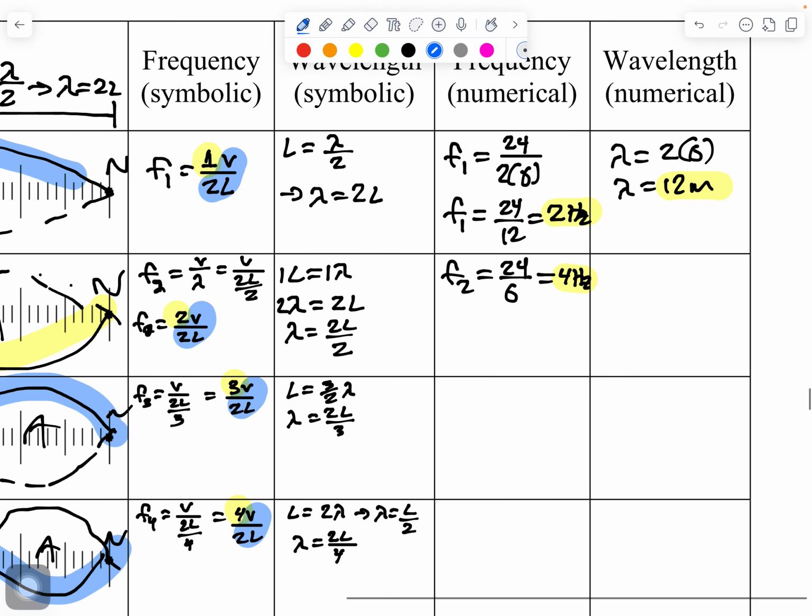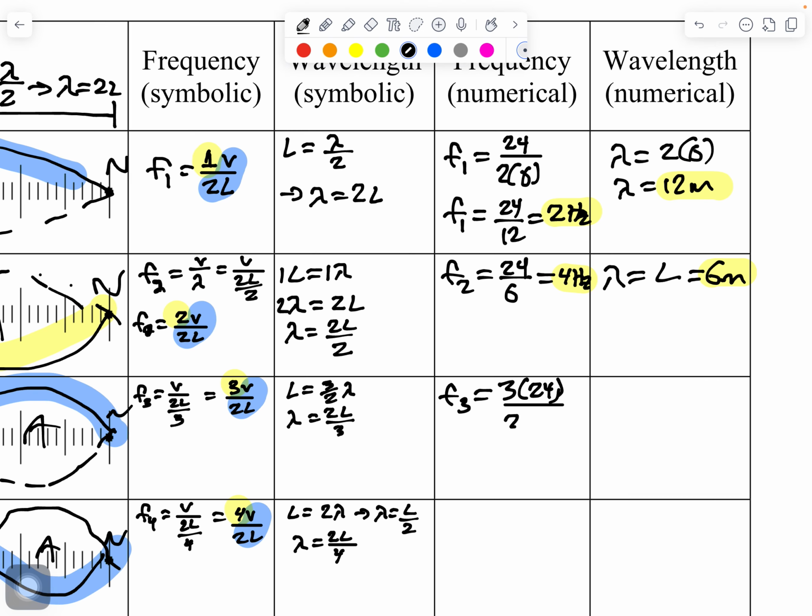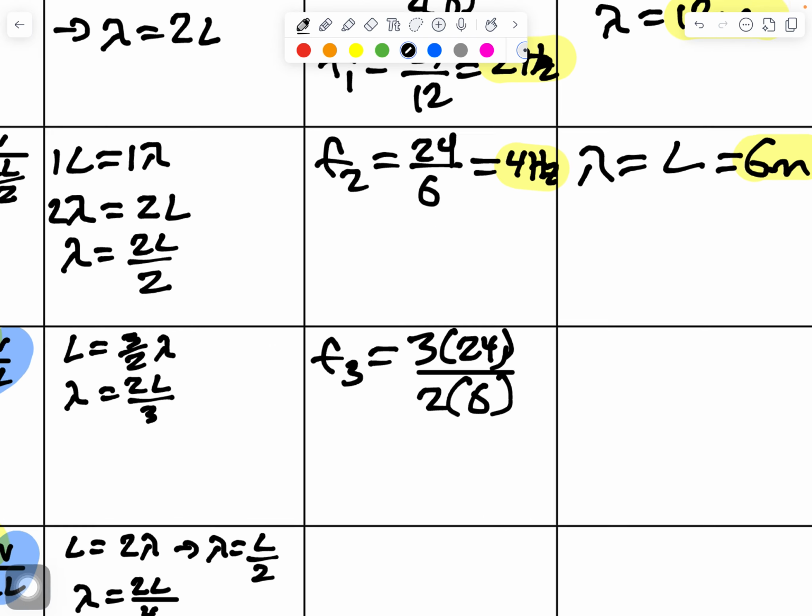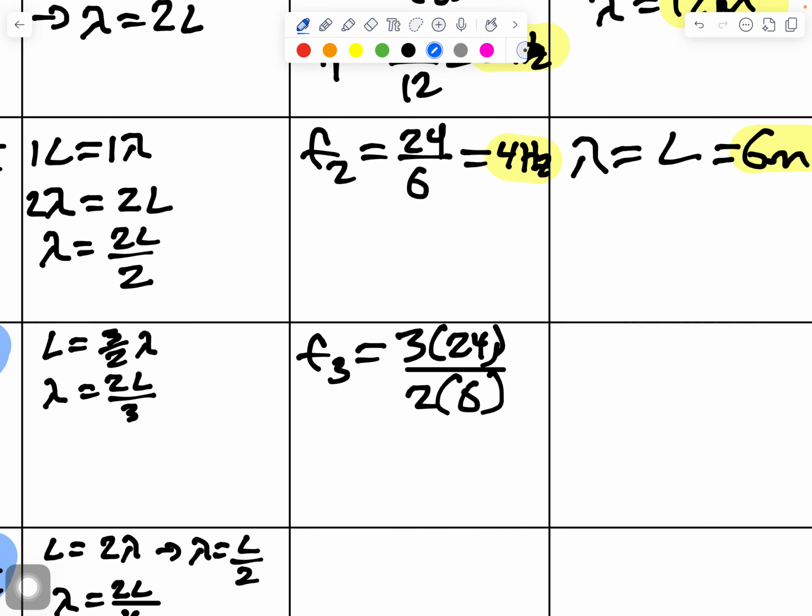Okay. Whereas the wavelength? The wavelength is 1 cycle, right? It is the length, which would be 6 meters. Okay, F3. We're going to go 3V, 3 times 24 over 2L, 2 times 6. I could reduce this. 12 goes into that 2 times, and then if I multiply that, I get F3 equals 6.